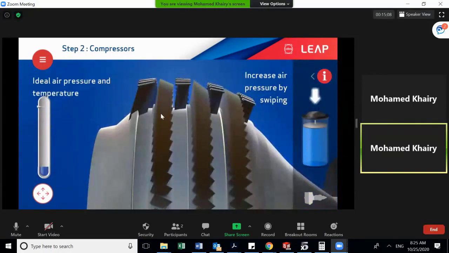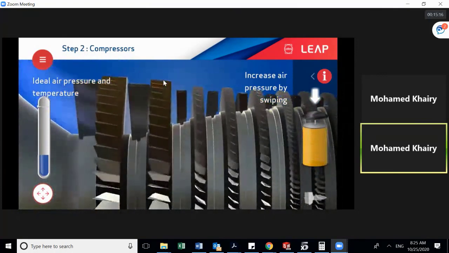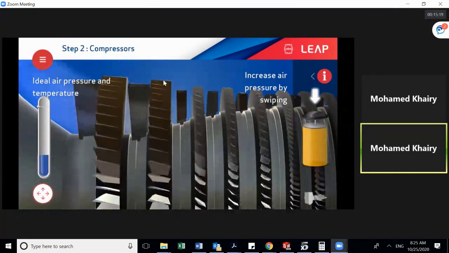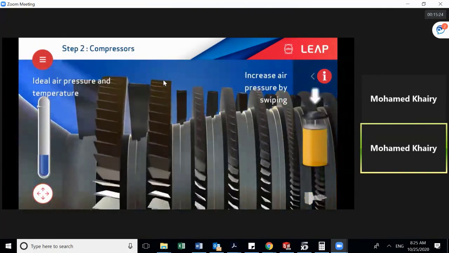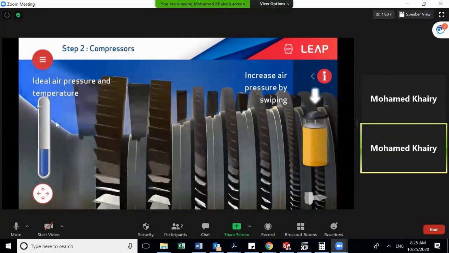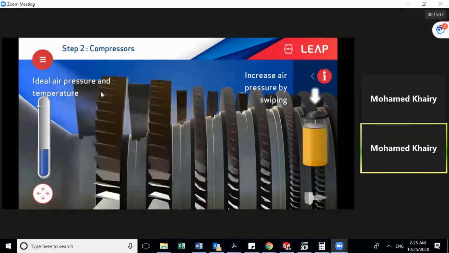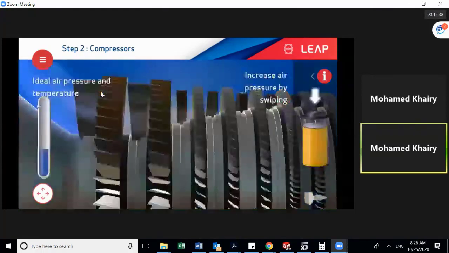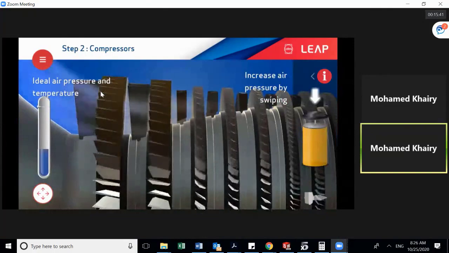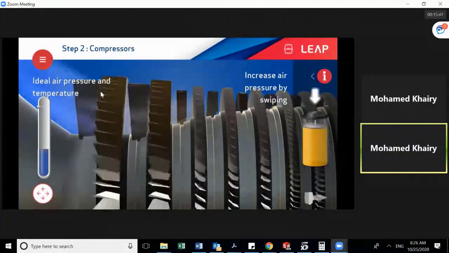So again, I'm going to compress the air. And you can notice that the air has left the first spool going to the high pressure compressor. So we start with low, then we are going to the high pressure compressor. And you can even see the air pressure indicator and temperature here. It is increasing. And even the color of the flow has been changed from blue to yellow. And this is indicating an increment in both temperature and compression.